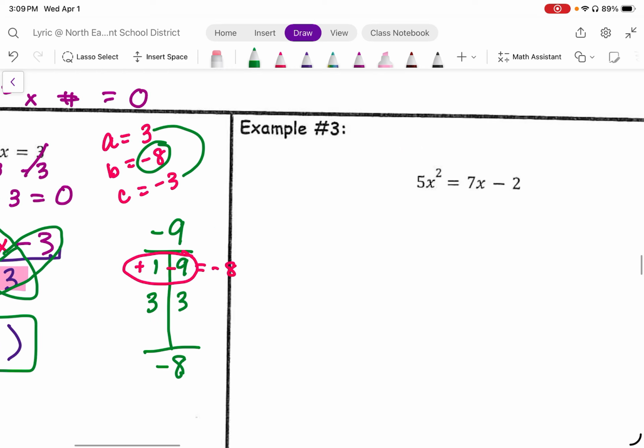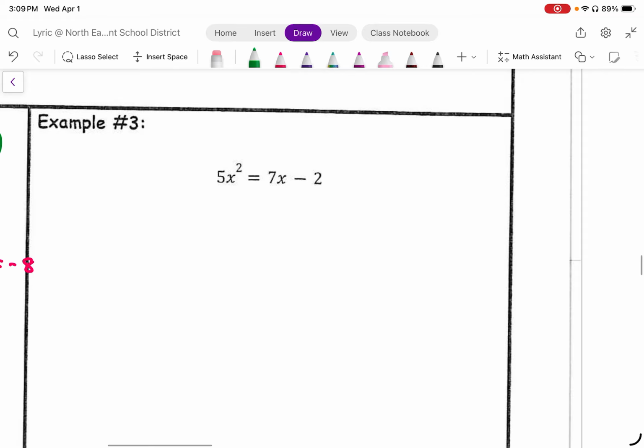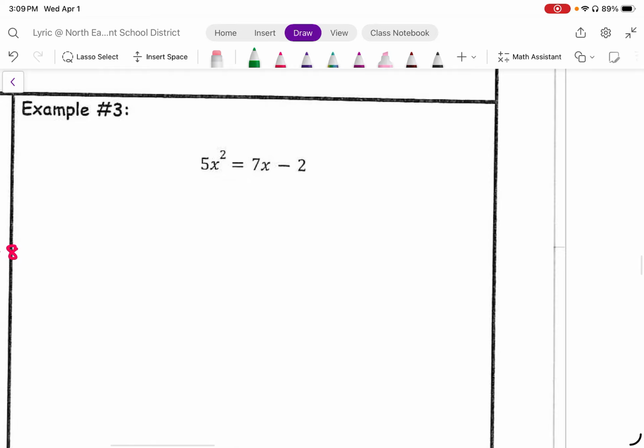Okay, let's take a look at example 3. Again, we need to start with getting our quadratic into standard form, which means highest to lowest exponent with nothing on the other side of the equal sign. Now, one thing that I should note is that we never want the highest exponent to have a negative number in front of it when we are factoring.